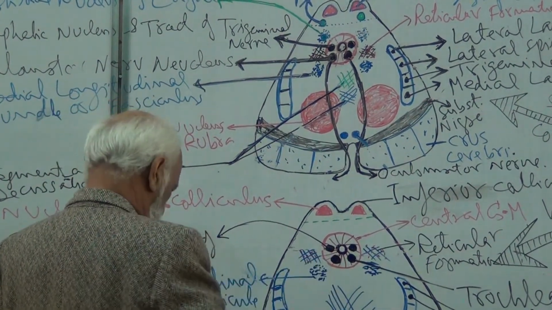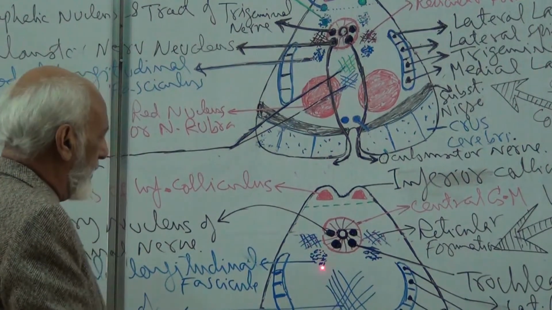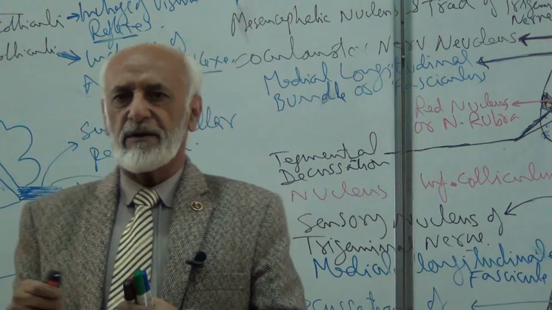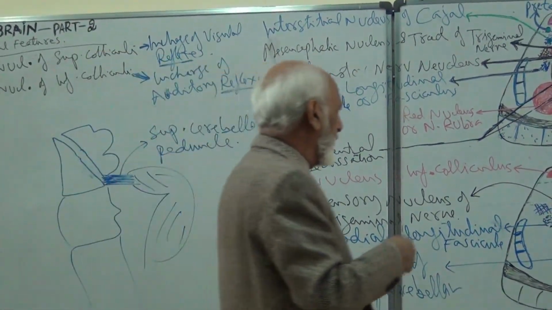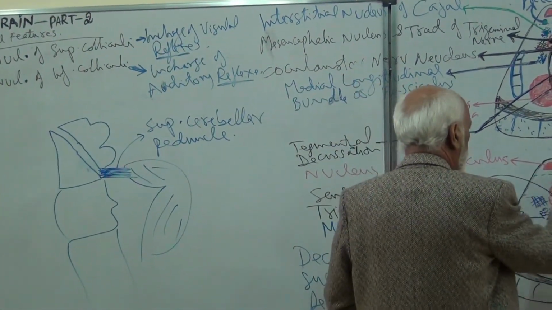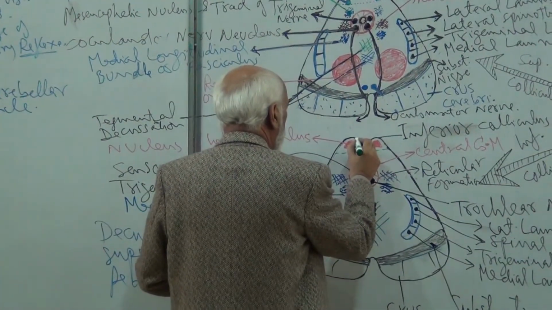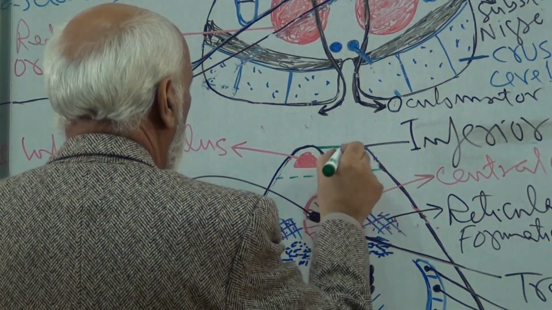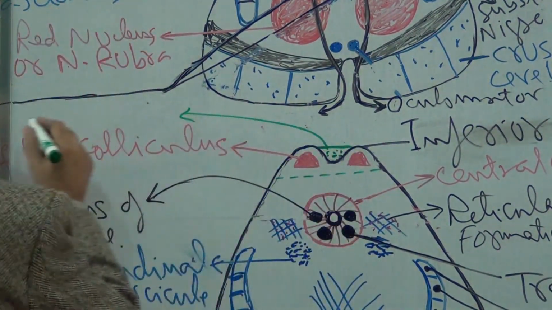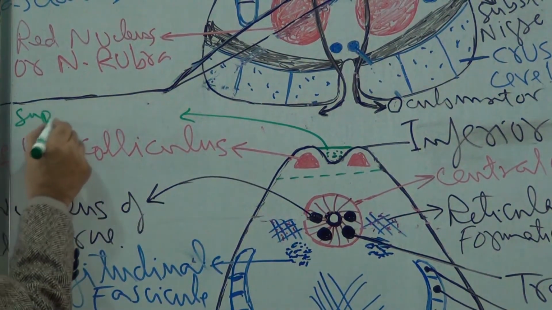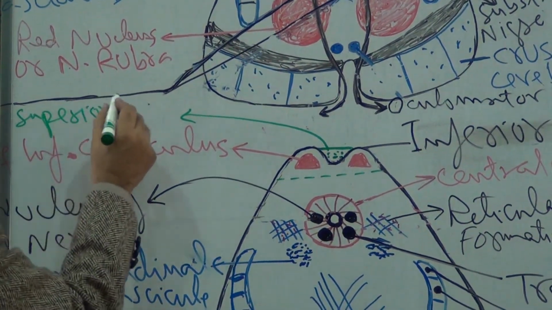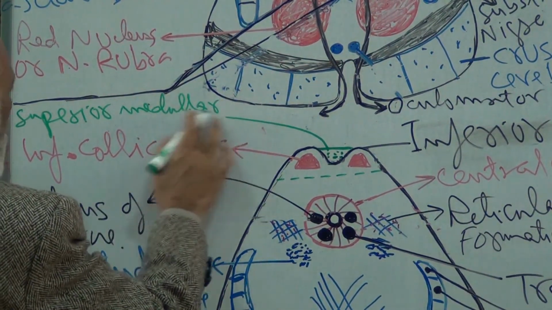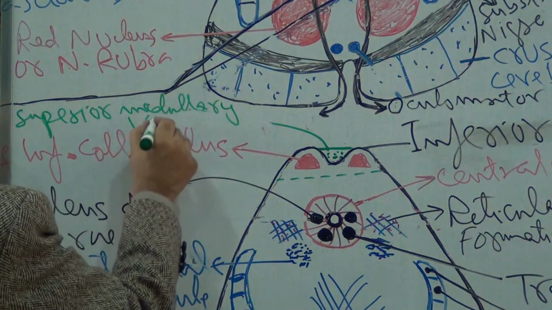Now, these are the trochlear nerve nuclei. From the nuclei, trochlear nerve fibers arise. Now here, just below the inferior colliculi, there is an area known as the superior medullary velum.